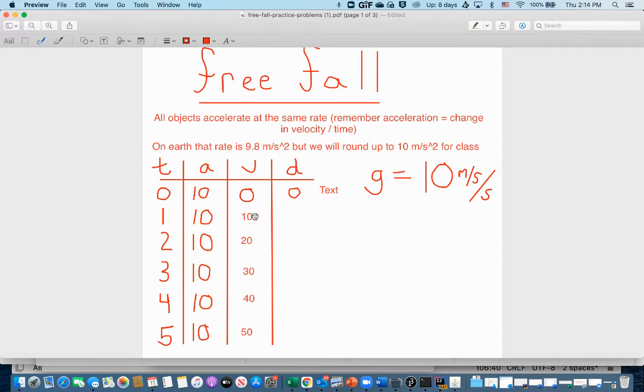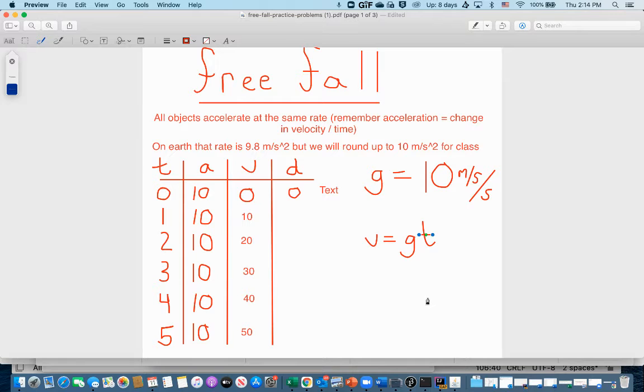So notice here, it's just whatever my time is times this is going to be my velocity. So we can actually sum this up into an equation here of V is equal to acceleration times time. And in this case, my acceleration is going to be g. So in free fall, velocity is equal to g times t.